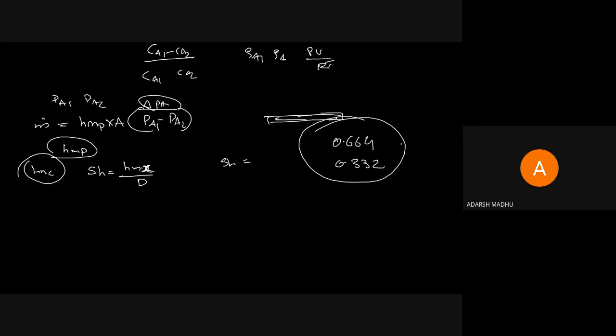If the question is asking for the end of the plate or a particular length of the plate, you take the equation 0.332. And if we take the average value, not for a particular region, you take 0.664. So in this question you take SH equal to that equation. First you want to find the Reynolds number value to find out whether the flow is laminar or turbulent. It is a flow over a flat plate.